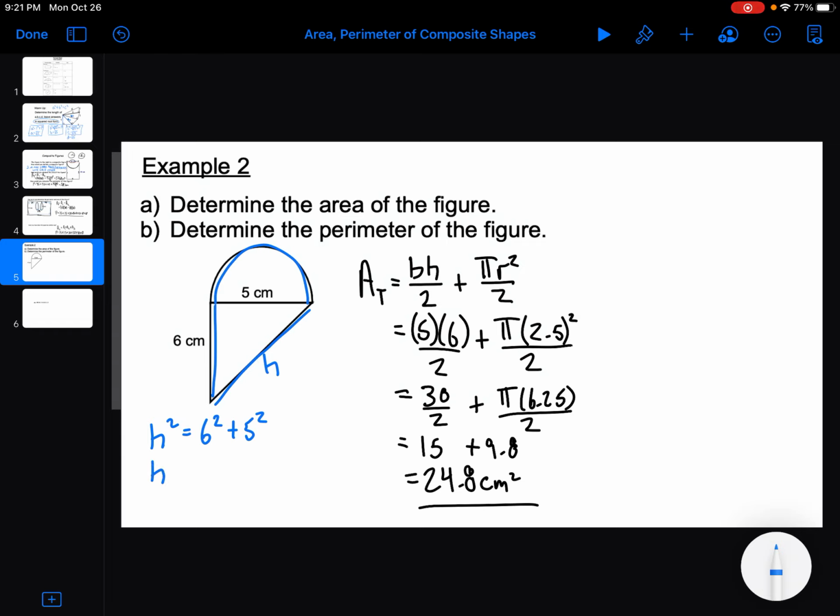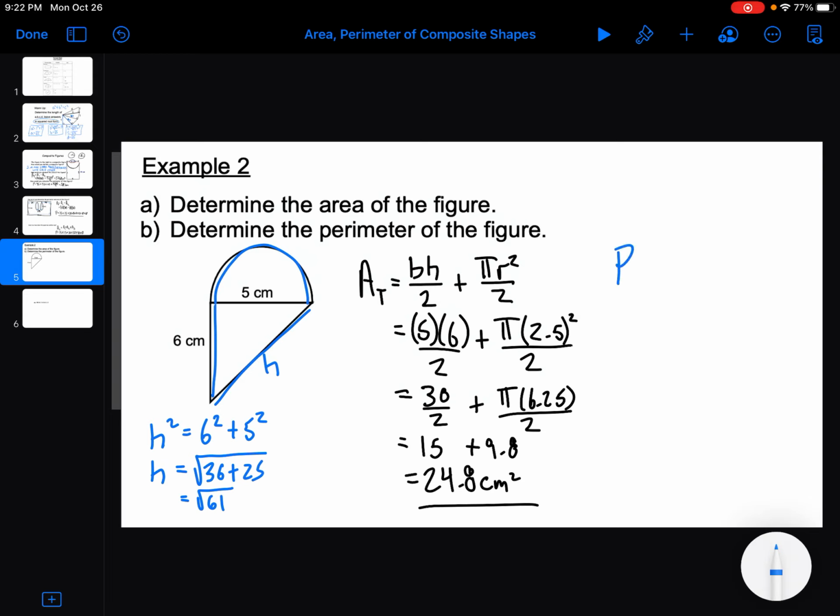So then h equals the square root of 36 plus 25, which is the square root of 61. I'm going to leave it like this until kind of the end. Okay, so I don't want to actually put that answer in anywhere. I don't need to. You could put it somewhere, but it's not going to really help us.